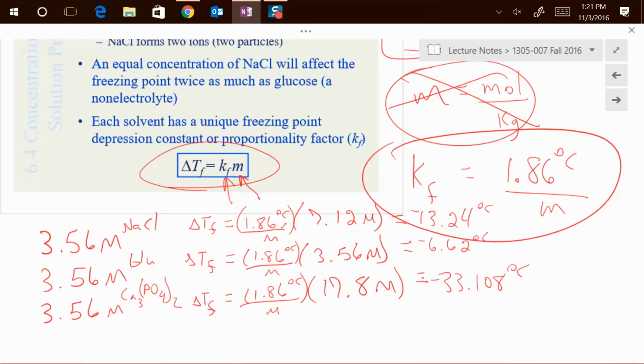Okay? So which one is the most effective salt to use to thaw the ice? Calcium phosphate. Is glucose as effective as sodium chloride? Should I throw sugar on this road or should I throw the salt on the road? Salt. Okay? And calcium phosphate would be better than the sodium chloride. If you throw a calcium phosphate salt, that's going to be better than a sodium chloride salt because there's more particles, therefore it's going to cause a greater, more drastic decrease in the freezing temperature.